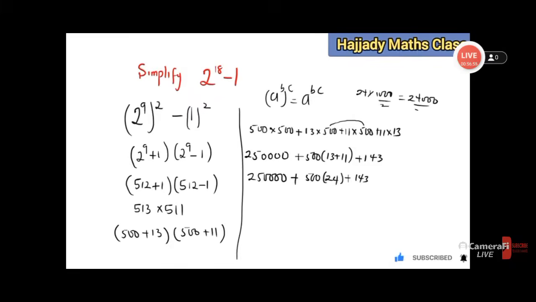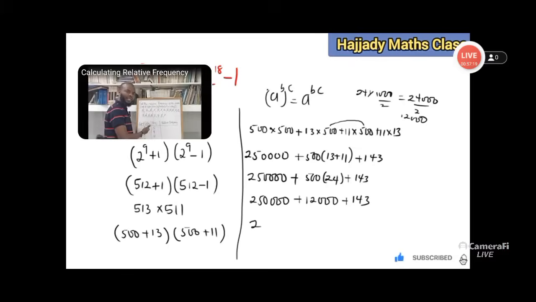So we have 250,000 plus 12,000 plus 143. So adding these together can be easily done. And this we are going to have 262,143. So this is what we have when we simplify this. So what you observe is that 2 raised to power 18 cannot easily be multiplied out without the use of a calculator. So breaking it down in this form, it is easier for us to get our answer.